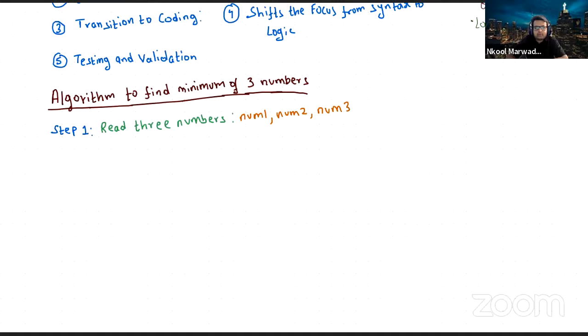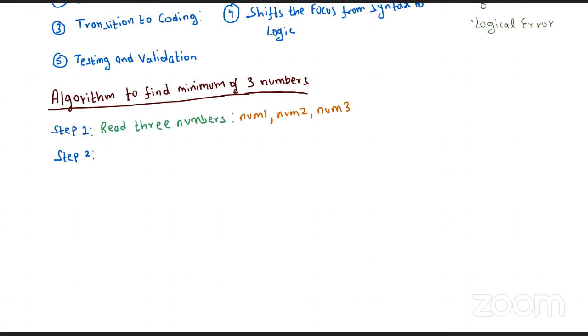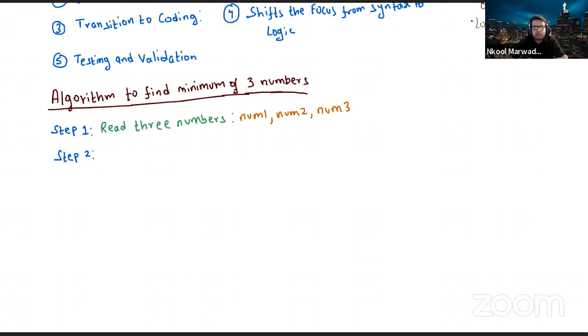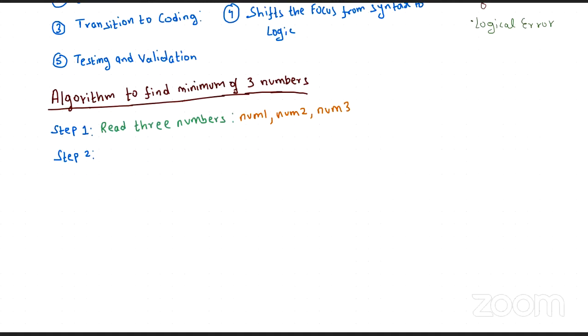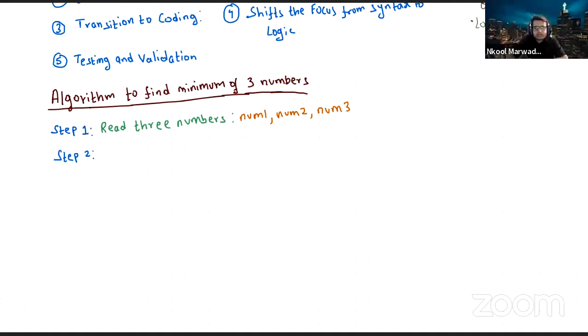In step two, once we got the three numbers, we will initialize the minimum value to 1. We will create a variable which is holding the minimum value. We will initialize it to 1. Initialize a variable that is minnum.